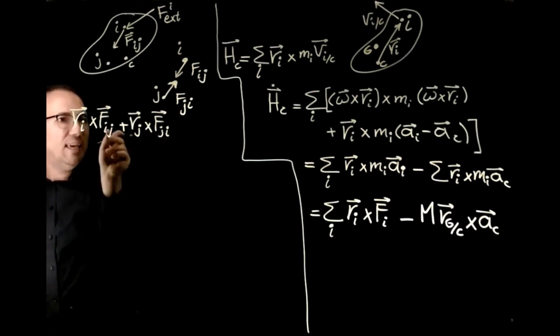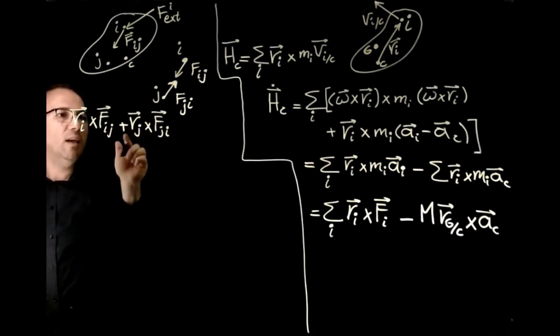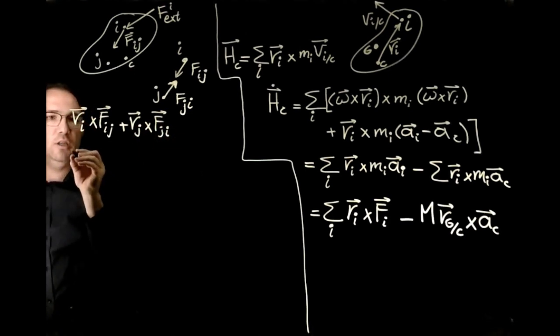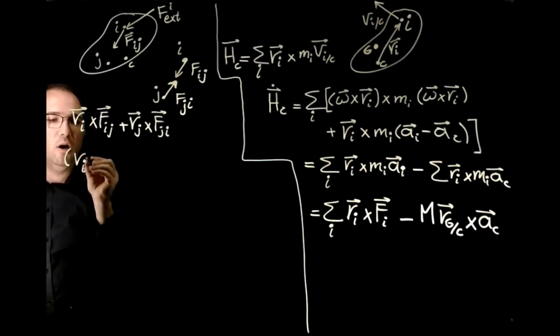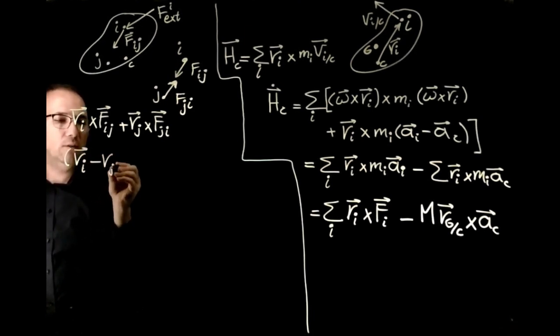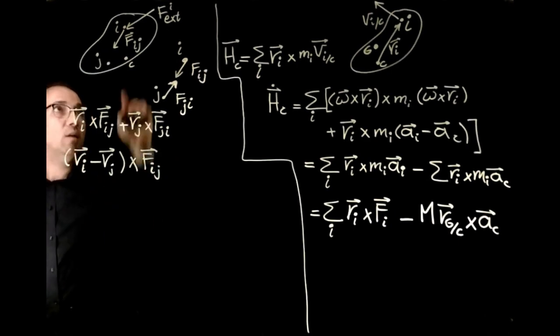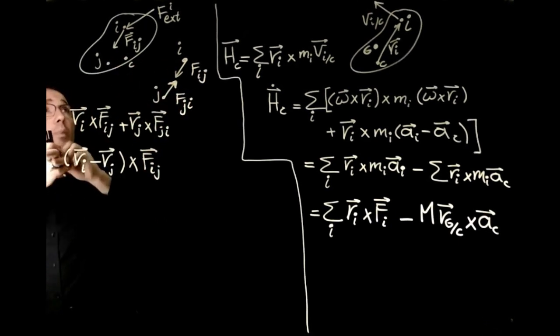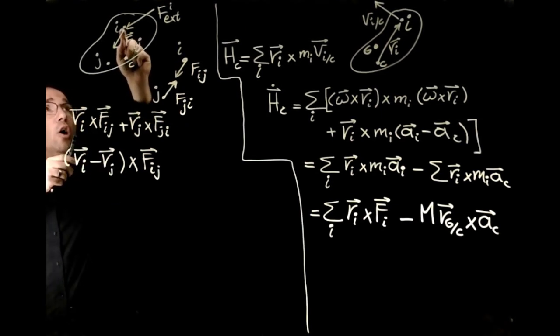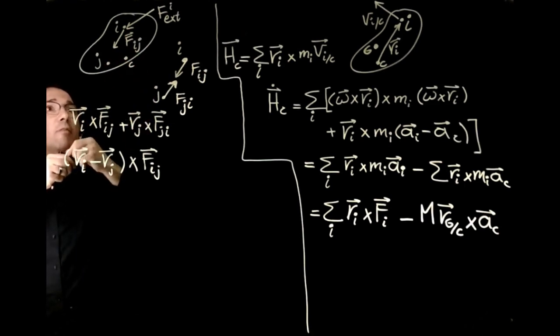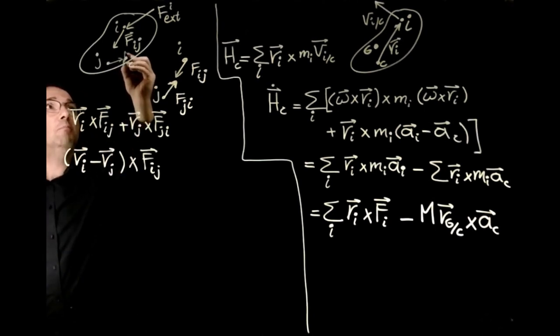Now, this is negative of this. So I can say that's negative of Fij, then factor out Fij. So I would be left with Ri minus Rj cross Fij. Ri minus Rj, you see, let's say this is point C, this is Ri, and this is Rj. Minus of that would be this. So I would have this vector and this vector.